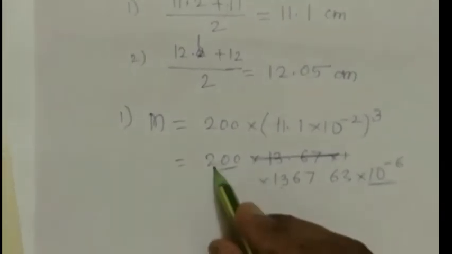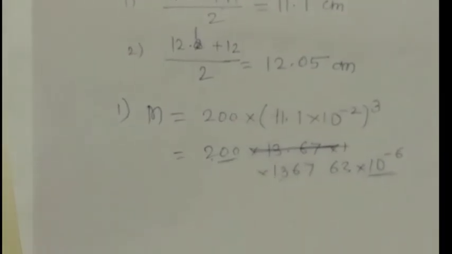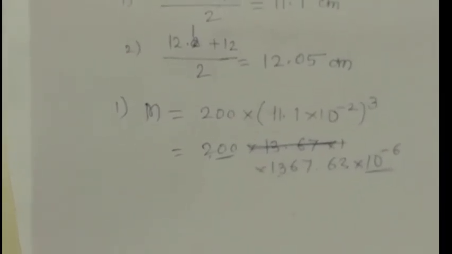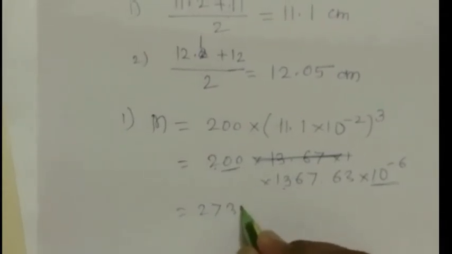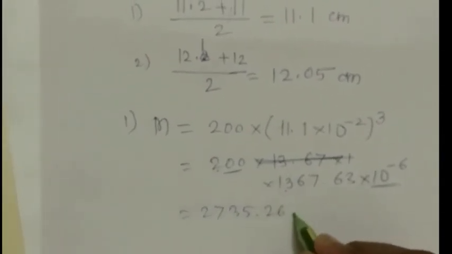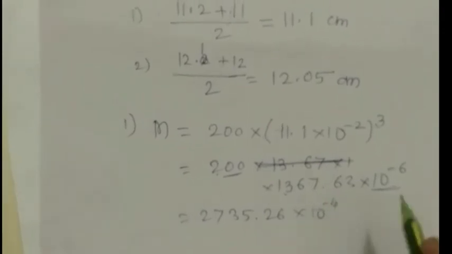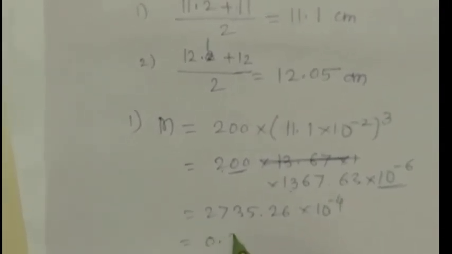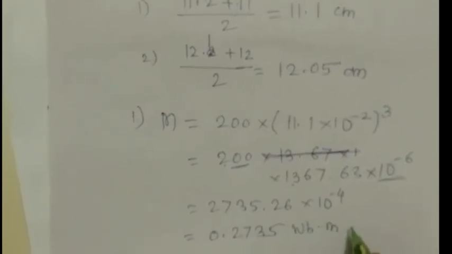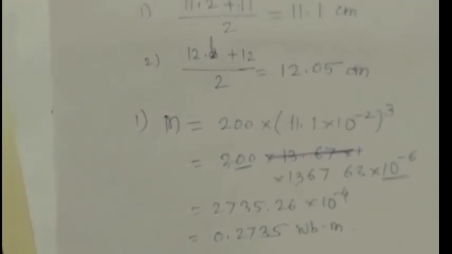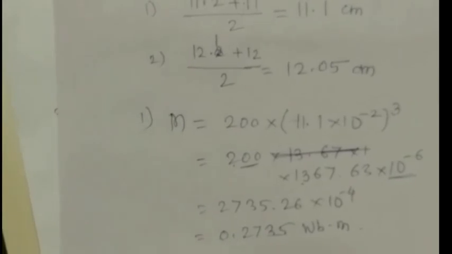And again we have to multiply this with 2. If we multiply this with 2, we will get 2735.26 into 10 to the power minus 4. So this will become 0.2735 Weber meter.